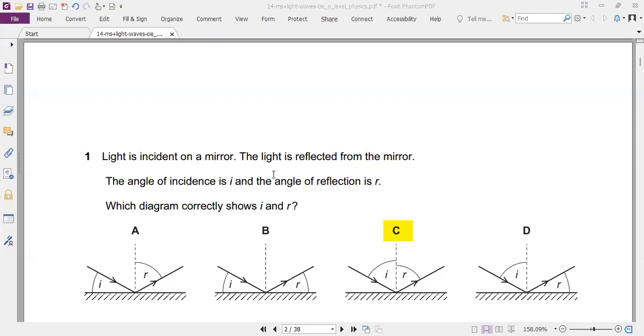So we will look at the light questions, MCQs, and their explanation. The strategy is to answer them. Question number 1 about reflection.